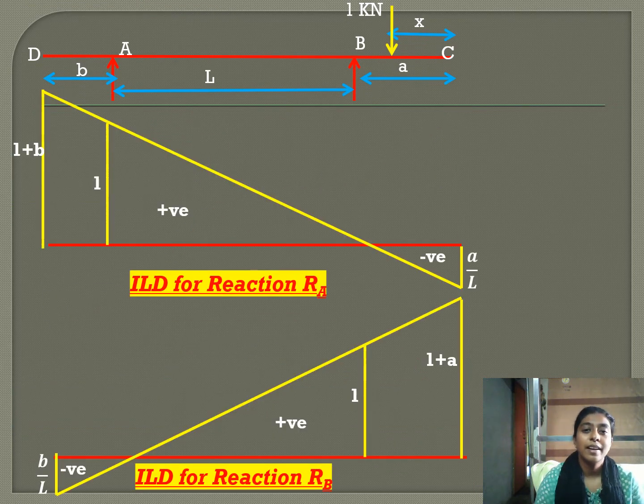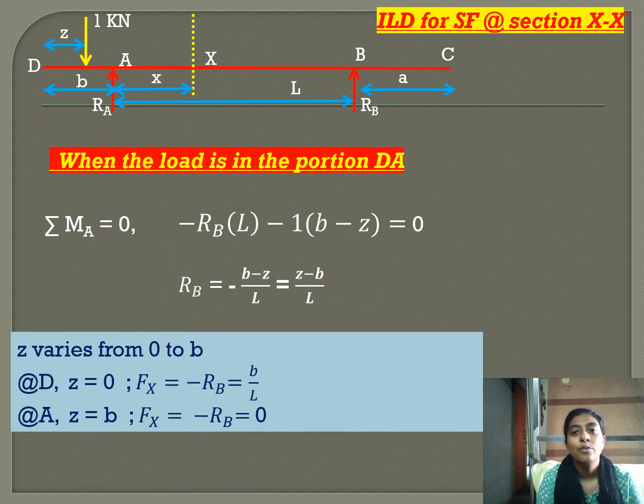Now, the influence line diagram together for RA and RB. Influence line diagram of shear force for the section XX. So here this is our section, and we have 4 parts: when the unit load is in DA, when the unit load is in AX, when the unit load lies between XB, and when the unit load lies between BC.